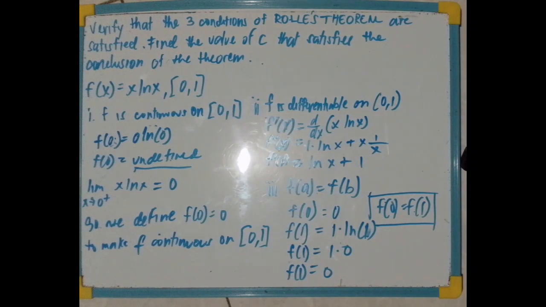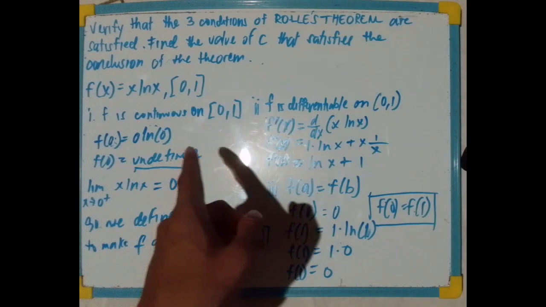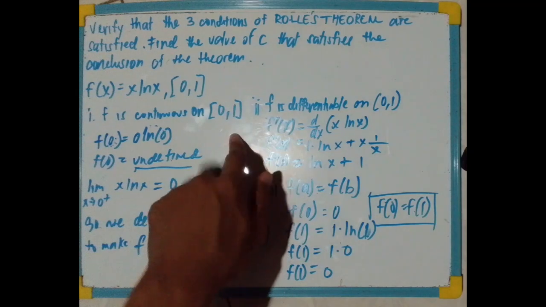For this item, we're going to verify that the three conditions of Rolle's theorem are satisfied, and we're going to find the value of c that will satisfy the conclusion of the theorem. So, our function is x times the natural logarithm of x on the closed interval 0 and 1. So, the first condition in Rolle's theorem is the function is continuous on the closed interval 0 and 1.